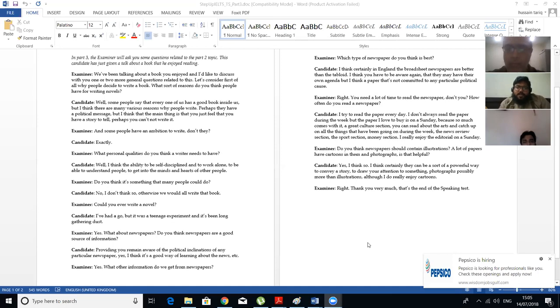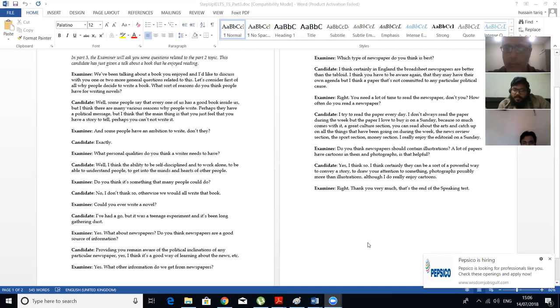Right. You need a lot of time to read the newspaper, don't you? How often do you read a newspaper? I try to read the paper every day. I don't always read a paper during the week, but the paper I love to buy is on Sunday because so much comes with it. A great culture section, you can read about the arts and catch up on all the things that have been going on during the week. The news review section, the sports section, money section, I really enjoy the editorial on a Sunday.